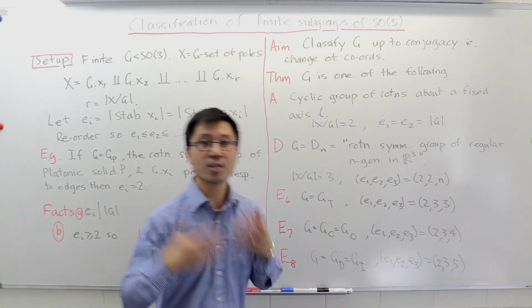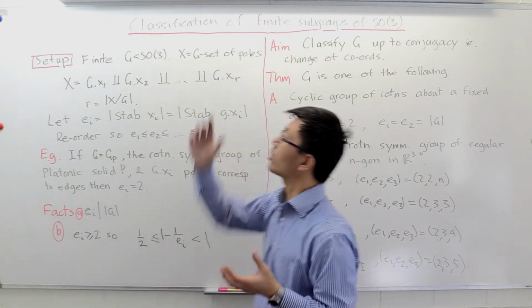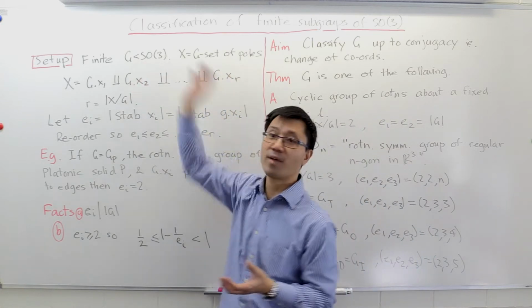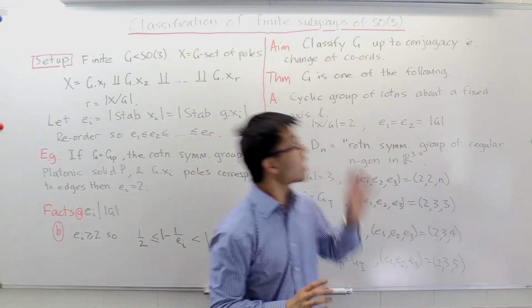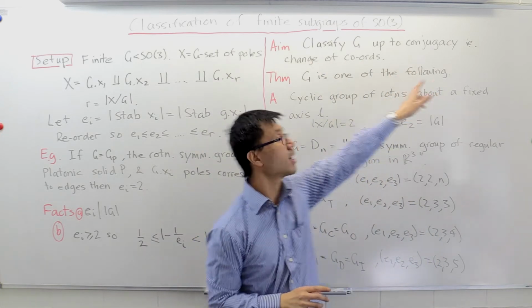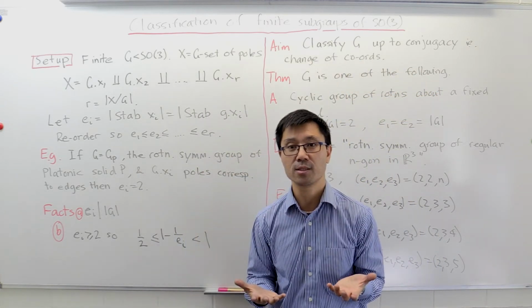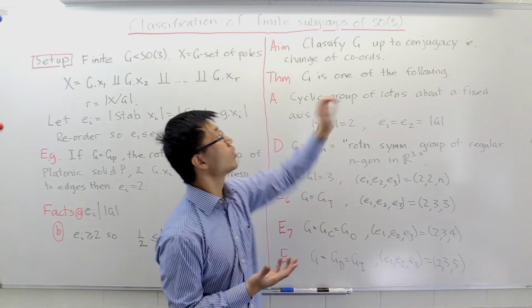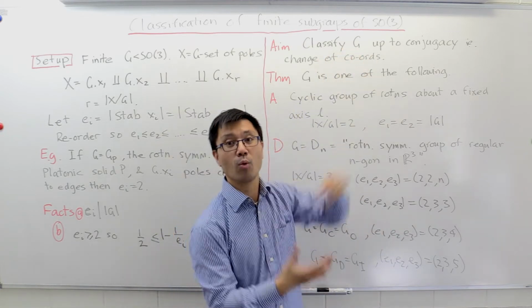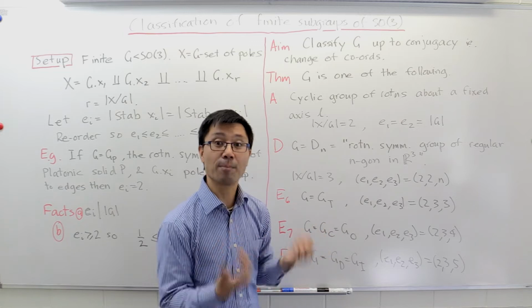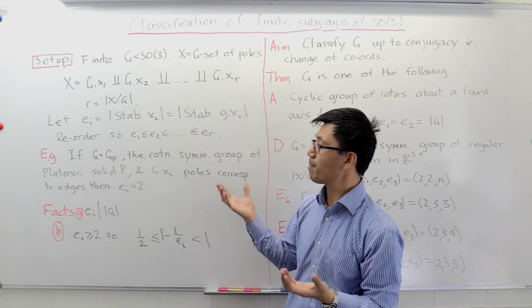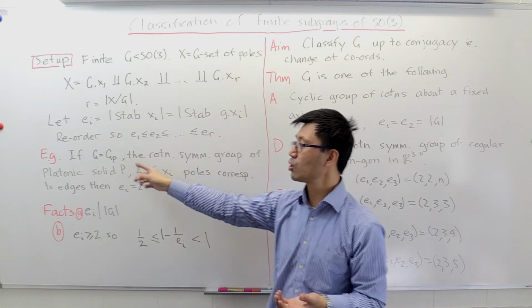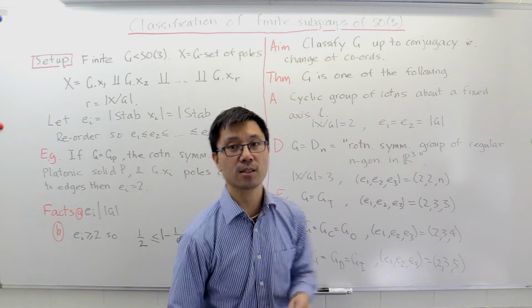Okay, so what's our aim here? Our aim here is to try to classify all these finite subgroups of SO3, and we want to classify them not just up to isomorphism, but actually up to conjugacy, which just means change of coordinates. Because when we're looking in SO3, remember, we like to look at things up to symmetry only. So for example, one possibility is the rotational symmetry group of a Platonic solid, like this cube here.